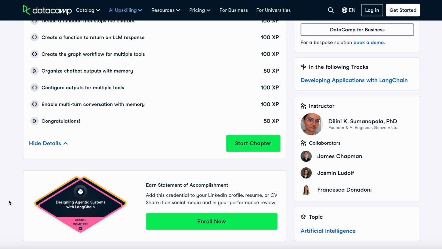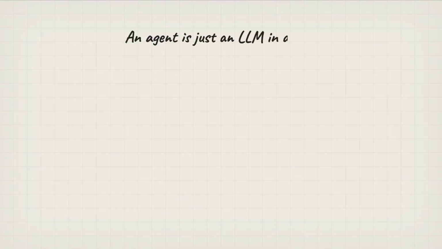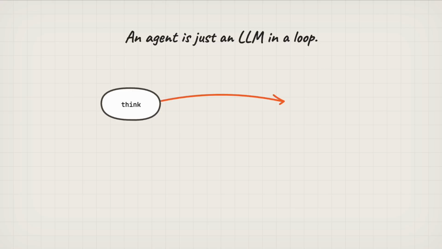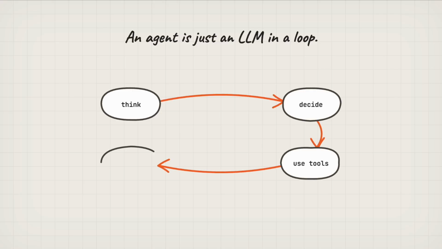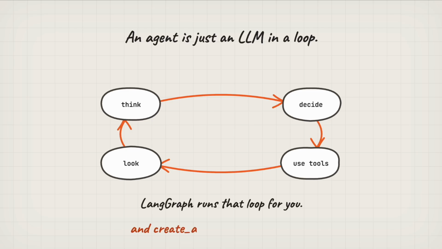So, quick recap: an agent is just an LLM in a loop. It thinks, it decides, it uses tools, it looks at the result, and it thinks again. LangGraph is what runs that loop for you, and Create Agent is the easy way in.